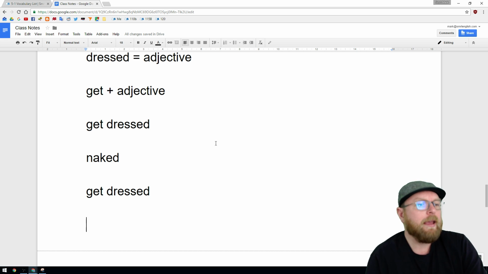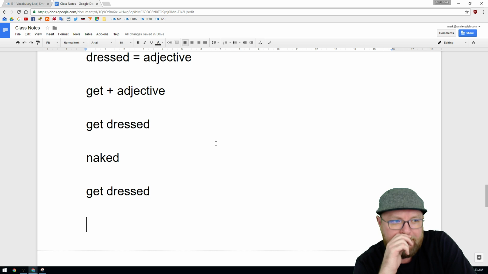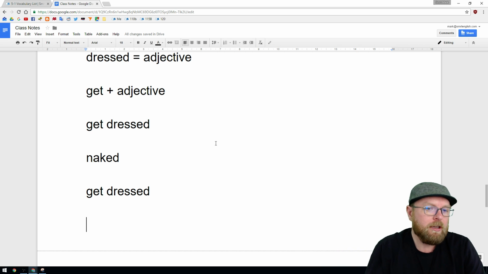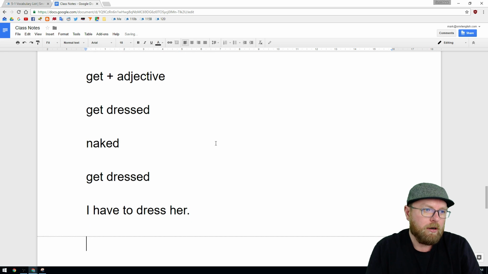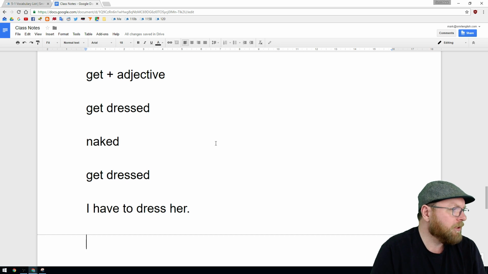Well, I have a baby, and she can't dress. She can't put on clothes. She can't wear clothes herself. So I have to dress her. Okay, that's the meaning. I have to dress her. Pascoa, what's that? What does that mean?